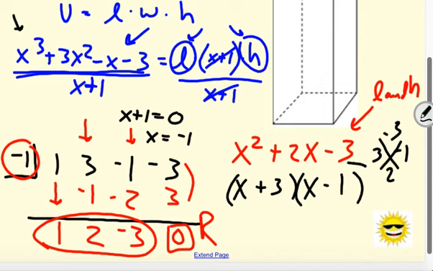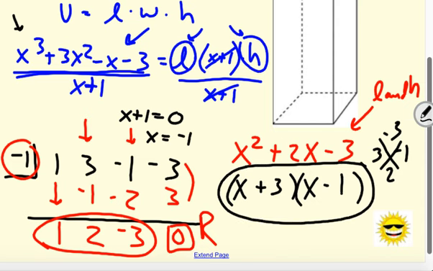So there it is. There's my length and height. You can say the first one's the length and the second one's the height. It really doesn't matter. But those are the two answers we're looking for. Good.